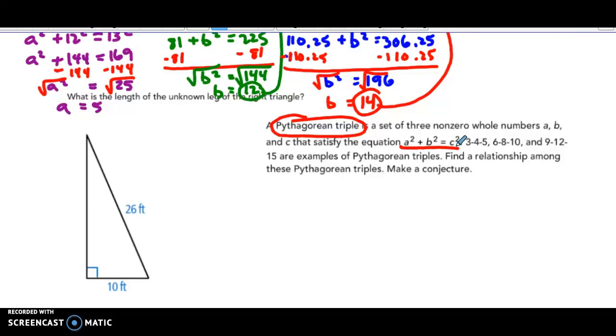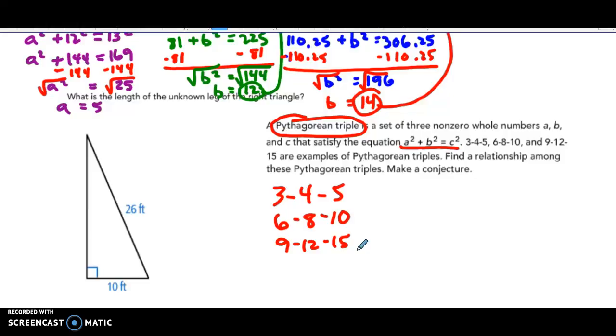So a couple of very common Pythagorean triples, you will have what we call a 3, 4, 5 right triangle. You can also have a 6, 8, 10 right triangle. And you can have a 9, 12, 15 right triangle. So take a look at these three different Pythagorean triples and see if you can find something that they have in common. What is the relationship between 3, 4, 5, 6, 8, 10, and 9, 12, 15?